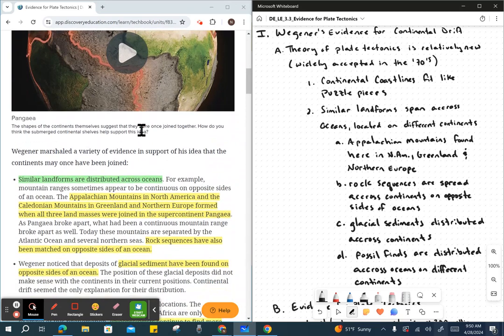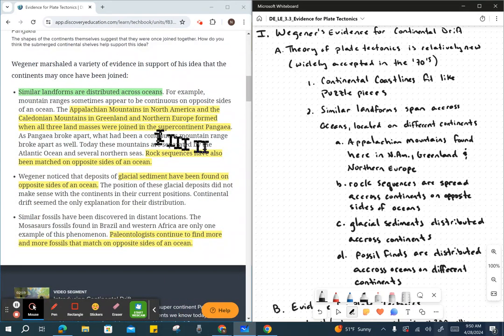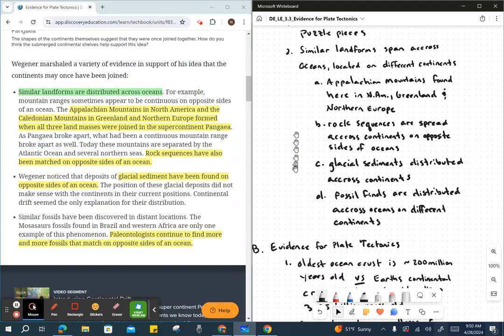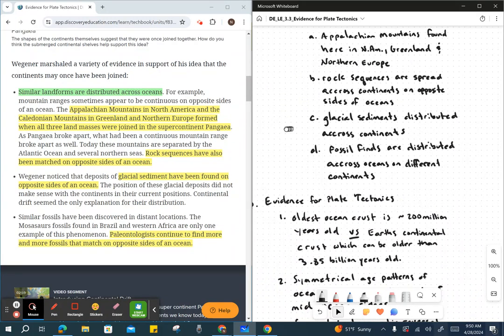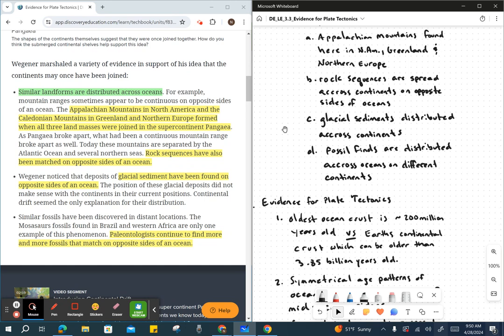And let's just make sure that we're following our text here. So letter A here, and we've talked about this in class as well, the Appalachian Mountains, an old mountain range on the east coast of the United States. Well, it's fragmented. Part of it is here in North America. It stops at the Atlantic Ocean, and you can pick it right back up in parts of Greenland and in parts of Northern Europe.